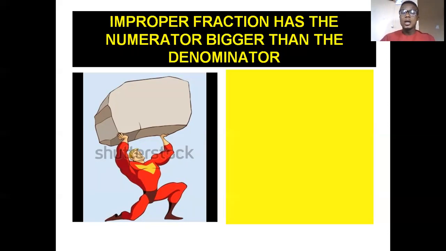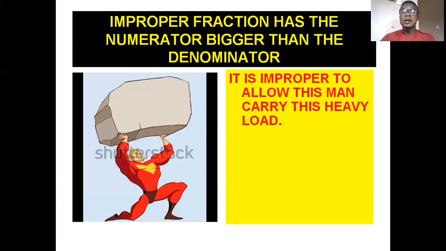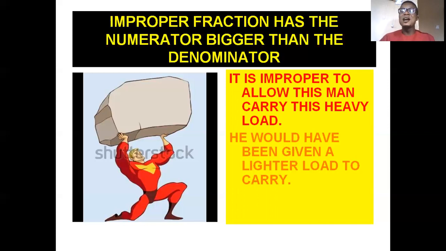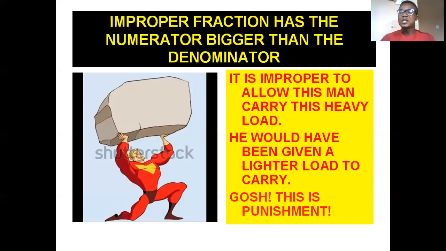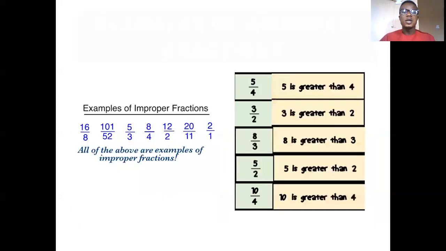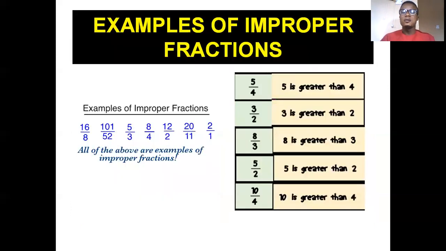Okay? It is improper to allow this man to carry this heavy load, just like you can see there. It's improper, honestly. He would have been given a lighter load to carry. Gosh, this is punishment, honestly. That's why it's improper. It's not good. The man is not able to lift this heavy load. So you can see some examples of improper fractions. You can have 5 over 4. 5 is greater than 4. 4 persons cannot easily carry 5 persons, just like 2 persons carrying 3 persons, or 3 persons carrying 8 persons. There are numerous examples of improper fractions.